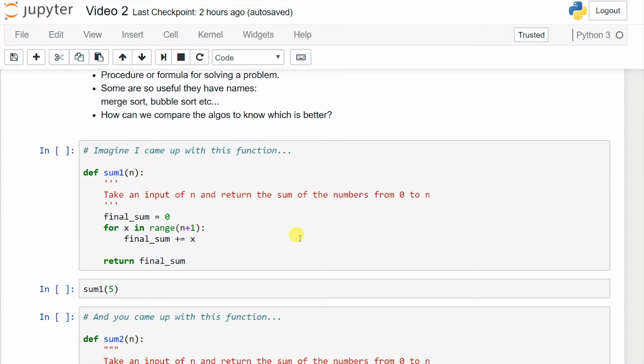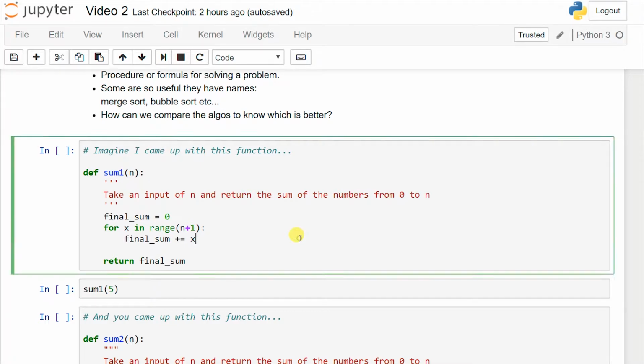In this first segment of code, imagine this function. This is just defining a function called sum1. It's taking one argument, n. Then we have final_sum equals 0. So we have an object final_sum, and we're assigning it 0, and it says for x in range(n + 1). So we just have a for loop here. Range is going to be whatever we define it for in terms of n. So final_sum equals final_sum plus x, and then we're returning the final_sum.